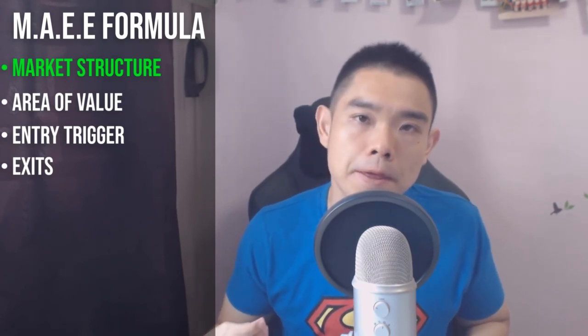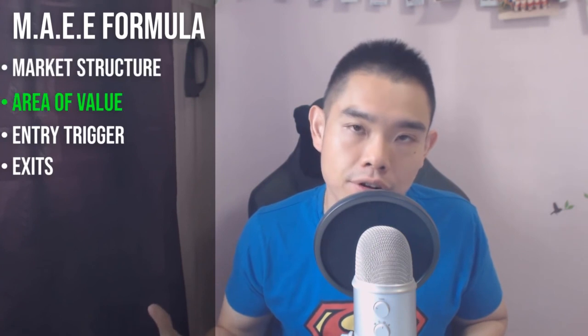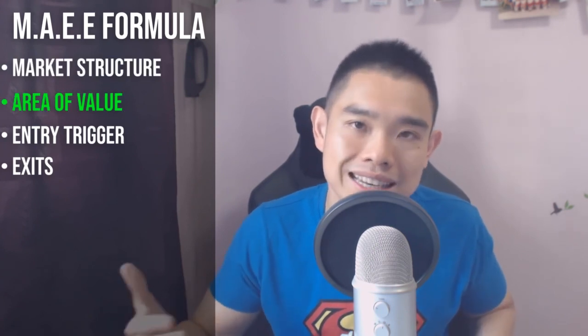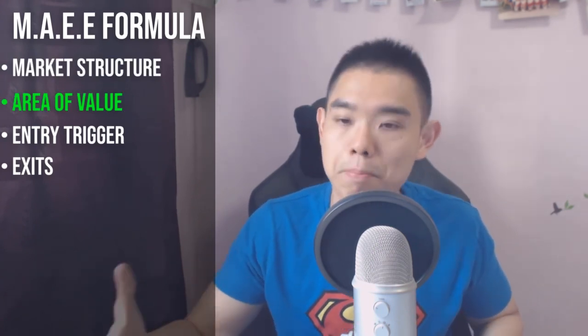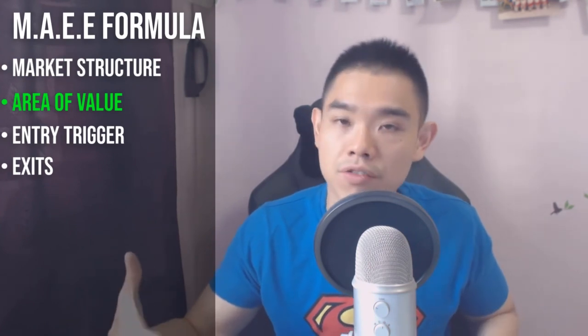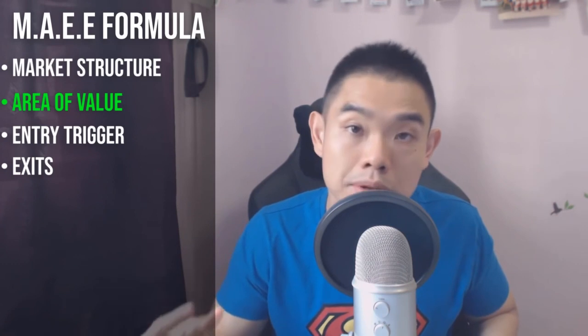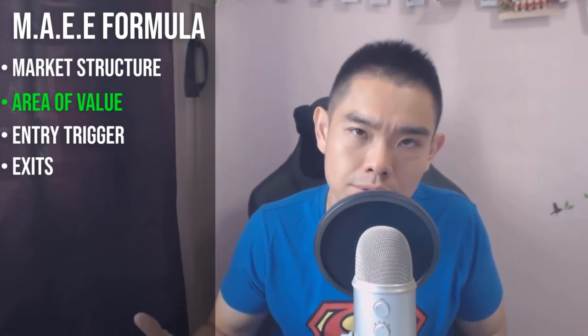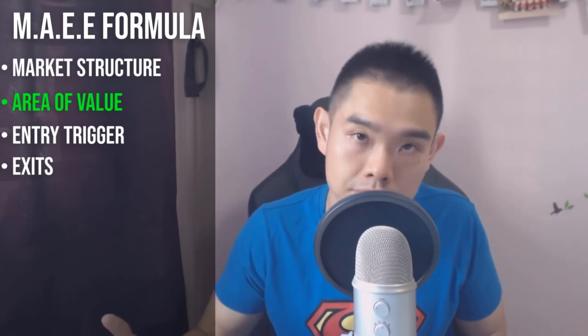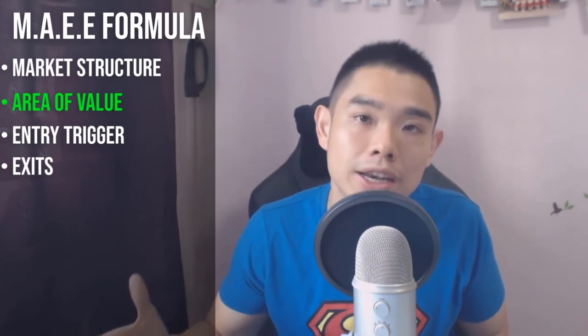Number two, is the price near an area of value? Here's the thing: just because the market is in an uptrend doesn't mean you want to buy immediately. You want to buy from an area of value. This could be an area of support, or the upward trend line where the price respects the trend line. You want to be buying near this area. So ask yourself, is the price near an area of value? If it is, for example an area of support, then great. Move on to number three, which is your entry trigger.